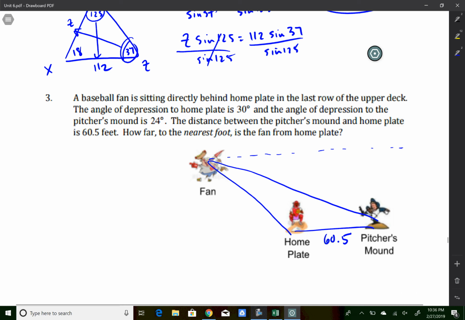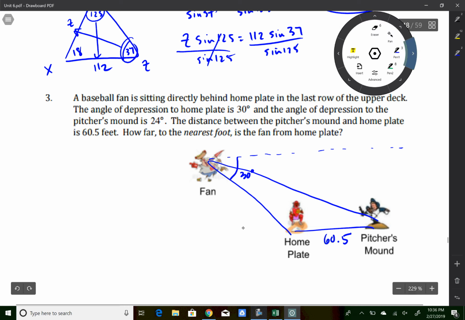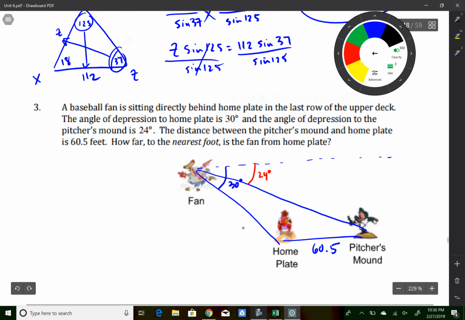So to get from his eyesight to home plate, it was a 30-degree depression. Let me just use a different color here. It'll help see it a little bit better. From his eyesight to the pitcher's mound was 24 degrees. So the angle between these two sides of the non-right triangle here is going to be 6 degrees. All I'm doing to get that is subtracting the two different angles of depression.